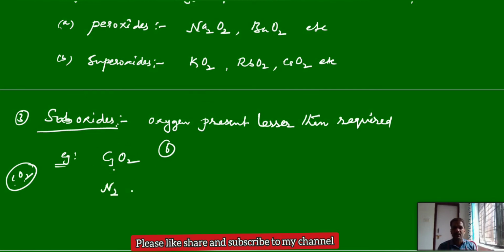Similarly, nitrous oxide. Actually, nitrogen dioxide is a normal oxide. Nitrogen valency, if we take 4, sometimes valency we can take 3. But here in N2O, 1 oxygen is there for 2 nitrogens. Again this comes under suboxide.